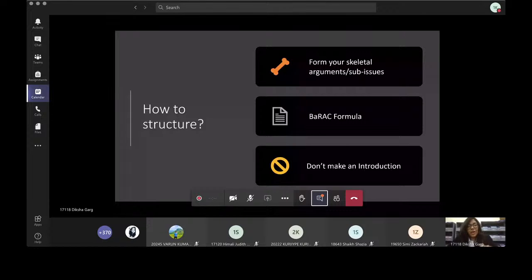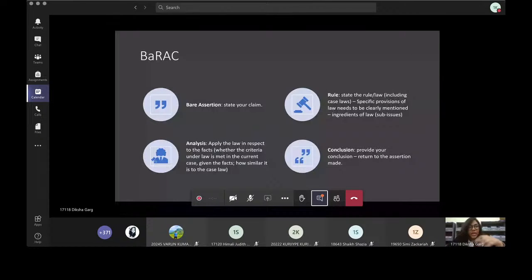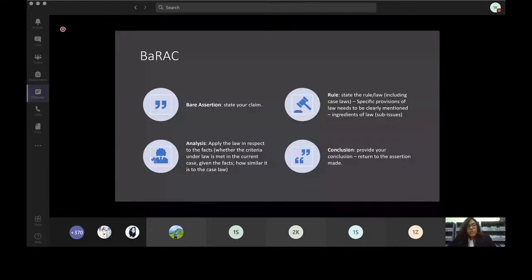Moving on. Now, Barak formula, this is something that even Shazia touched upon. First thing regarding the Barak formula is that you make a bare assertion, which is basically you map out for the judges what you are going to be discussing. For instance, you may say something like, my lordship, I will be dealing with issue number 1 of the moot proposition, which states that the government does not have the authority to enact the present legislation, and in enacting the legislation, the government has breached so and so laws, etc.